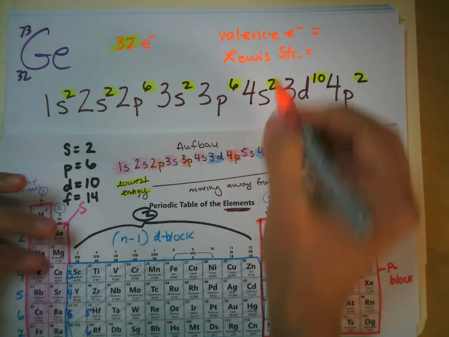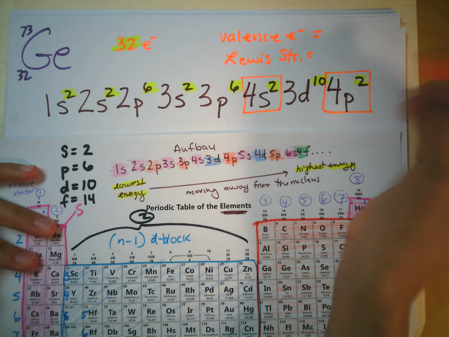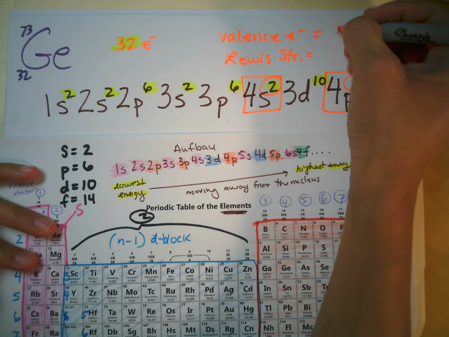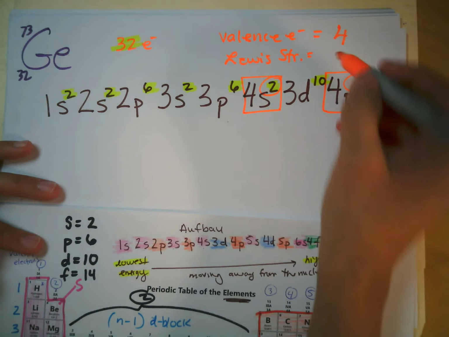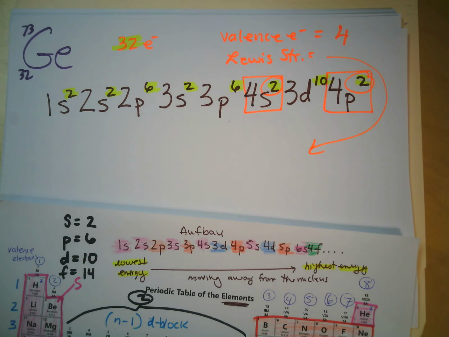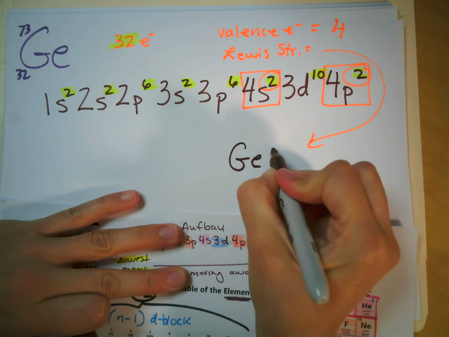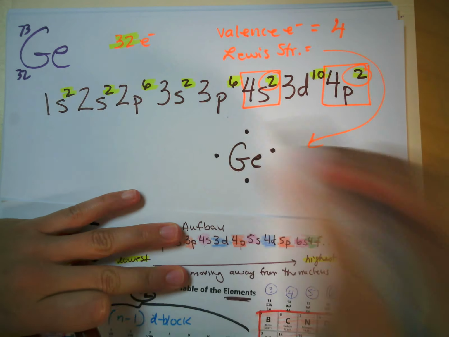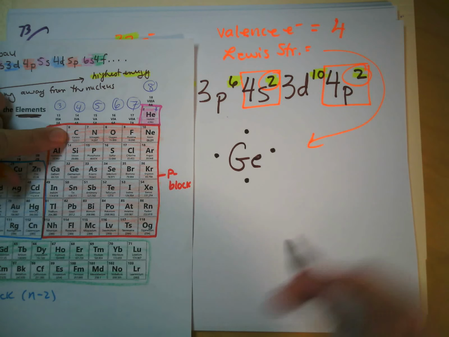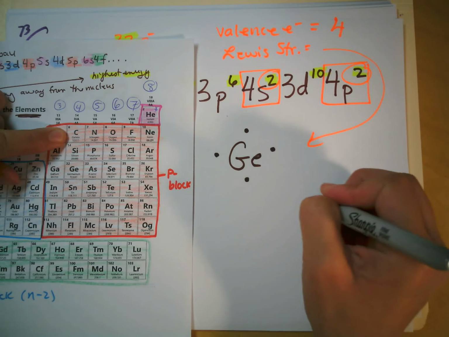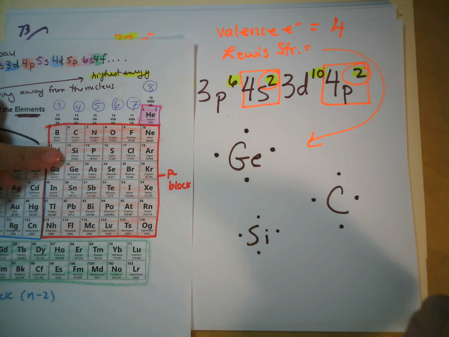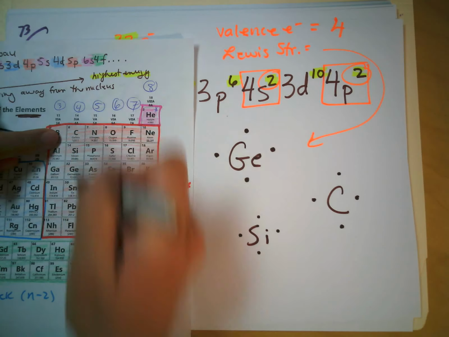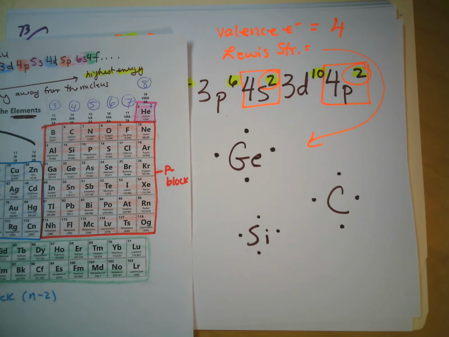Let's go to that highest S and highest P. So we're going to be looking at 4s and 4p. 2 plus 2 is 4. And so the Lewis structure, which I'm actually going to bring down here because we don't have a lot of space, is going to be germanium 1, 2, 3, 4. If we were to also draw out carbon, we would have found that carbon also has 4 valence electrons, and so would silicon. Coming up in the next few days, we'll start looking at trends and how everything in the same column has similar properties. All right, let's learn some shorthand.